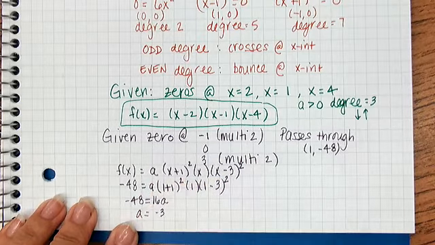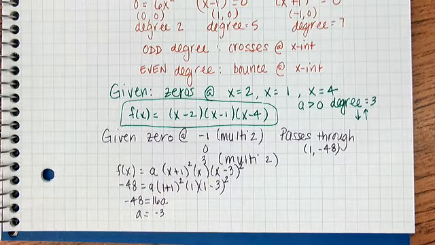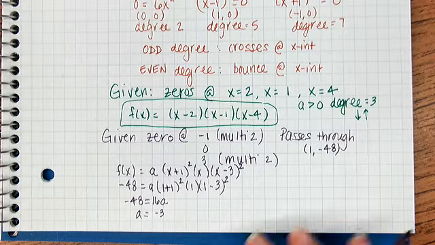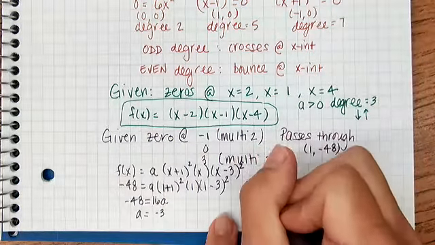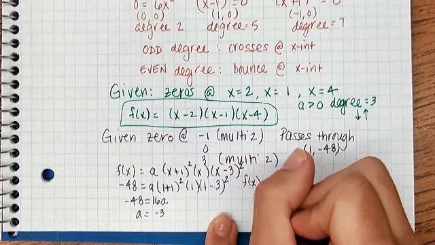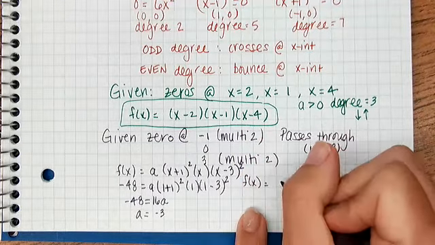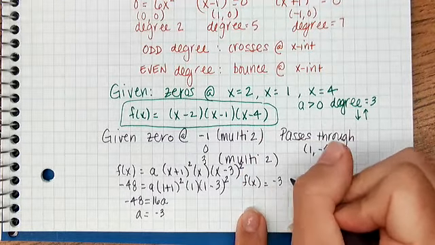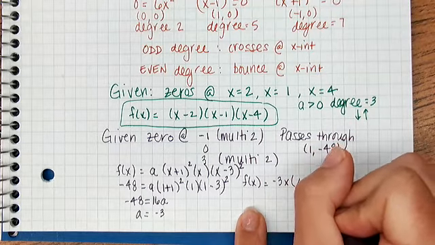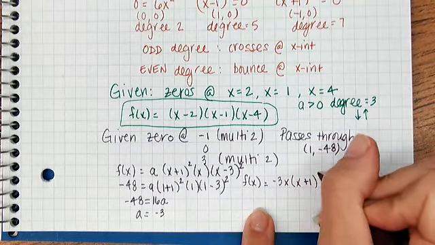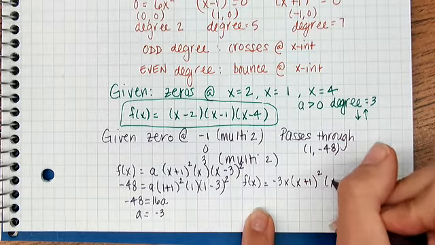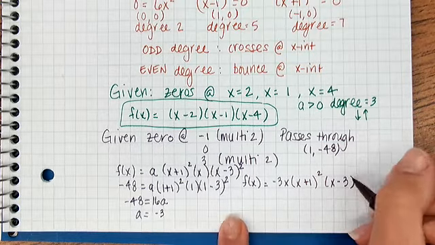And this changes the end behavior of this function because A is negative. So the equation for this function is -3 times x plus 1 quantity squared, x minus 3 quantity squared.